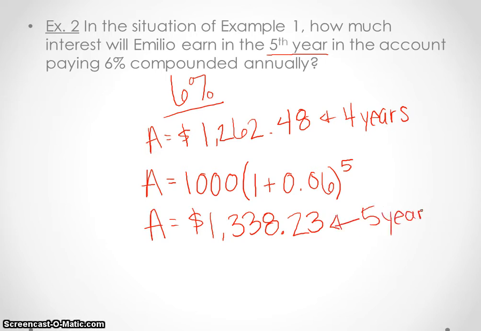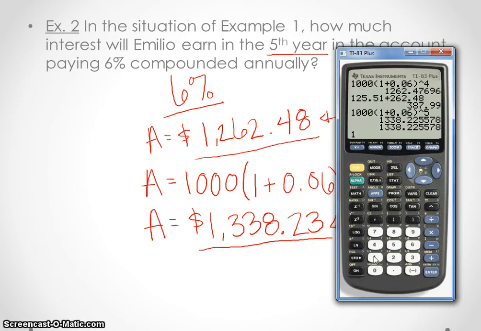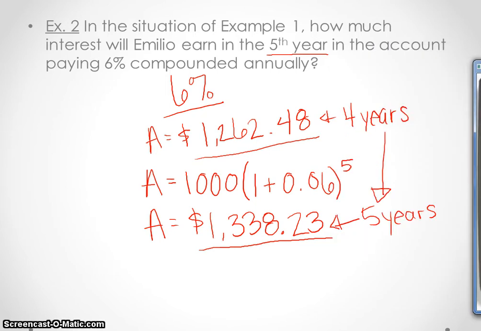So if we want to figure out, okay, well, what did it make in the 5th year alone? Well, we could take 1,000 off of both of these, but if I just took this number from the 5th year and this number from the 4th year, I could find their difference and figure out exactly how much it earned from year 4 to year 5, which is what they're asking you. They want to know in the 5th year, what did he make? So let's do that. We're going to do 1,338.23 minus 1,262.48. So let's grab our calculators one more time here. Hit enter. Ooh, $75.75. That's a nice little number there.